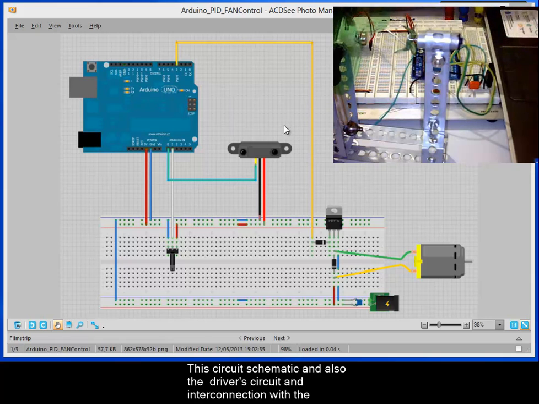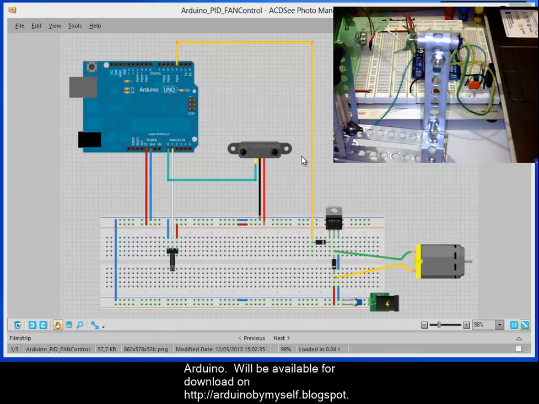This circuit schematic, and also the driver's circuit and interconnection with Arduino, will be available for download on arduinobymyself.blogspot.com.br.